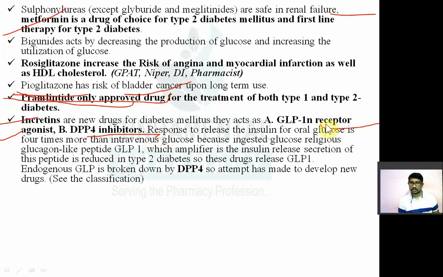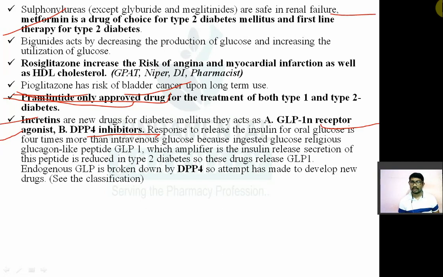The response of insulin release to oral glucose is 4 times more than to intravenous glucose. So it increases the glucose level. जिसे आपने orally कुछ glucose खाया, उसके response में insulin का release 4 times ज़्यादा होगा than intravenous glucose. अगर किसी ने intravenous glucose लिया, तो उतना insulin release नहीं हुआ. But orally अगर glucose लेंगे, तो ज़्यादा insulin release.